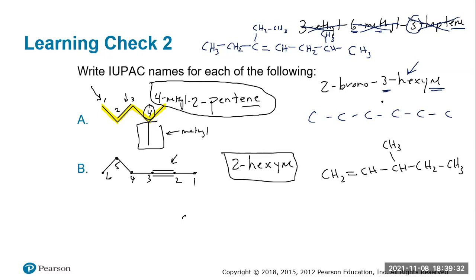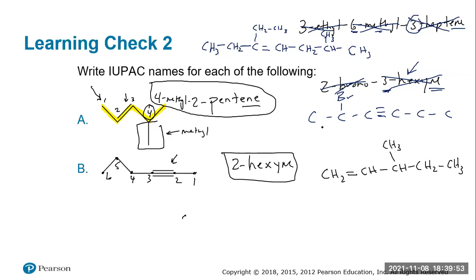Again, the 3 tells us triple bond at carbon number 3. I am again going left to right, which is 1, 2, 3. And I'm going to put my triple bond in there. That takes care of that. Because I went left to right, that means that this would be carbon number 2. And that's where my bromine would go.